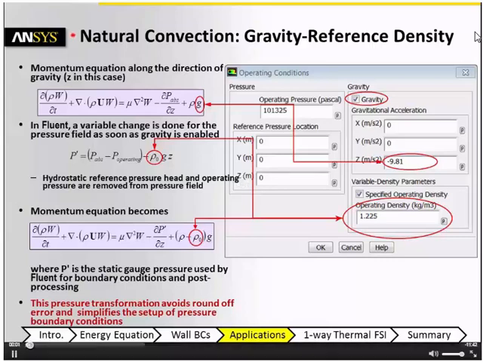Fluent can solve natural convection problems when both gravity is activated and a temperature-dependent density has been defined. Gravity is activated in the operating conditions panel, as you see here in the upper right-hand corner. After doing this, a body force term will appear in the momentum equation that's aligned with the gravitational vector, which in this example happens to be z.